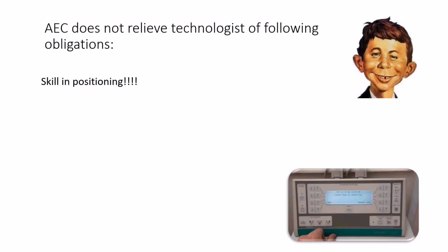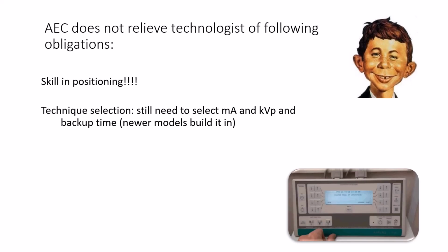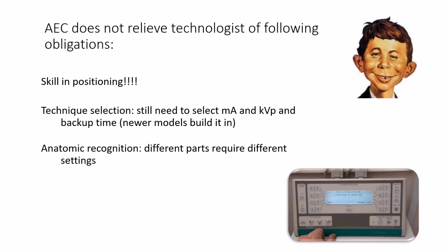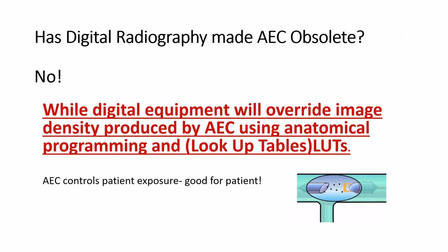Having automatic exposure control does not relieve technologists of the following obligations. 1. Skill in positioning. Next, being able to select the techniques correctly for mA, kVp, and the backup time. The radiographer must know the values of interest for each anatomical part that they're trying to image, because different parts require different settings. Finally, each manufacturer has their own equipment settings or idiosyncrasies.